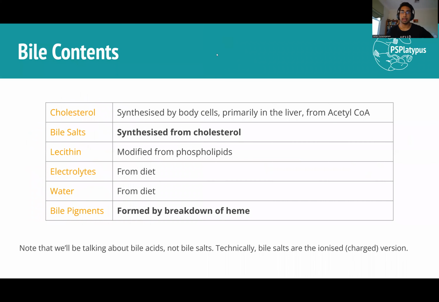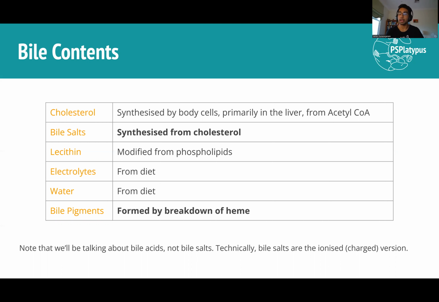All right. So you should remember the bile contents from our earlier video on gut secretions, but just to recap a little bit, we have cholesterol, which is mostly there as a precursor of one of the main actual contents, bile salts, which we are going to go over the formation of. We also have lecithin, which is basically a phospholipid itself and produced from more mundane phospholipids, electrolytes and water you just get from your diet, and bile pigments, which we get from breakdown of heme. So the bolded ones we're actually going to go through in a little bit more detail and understand them.